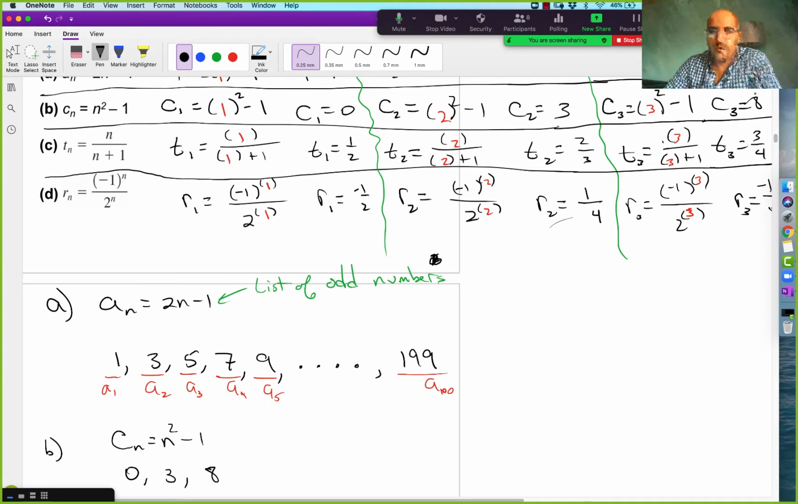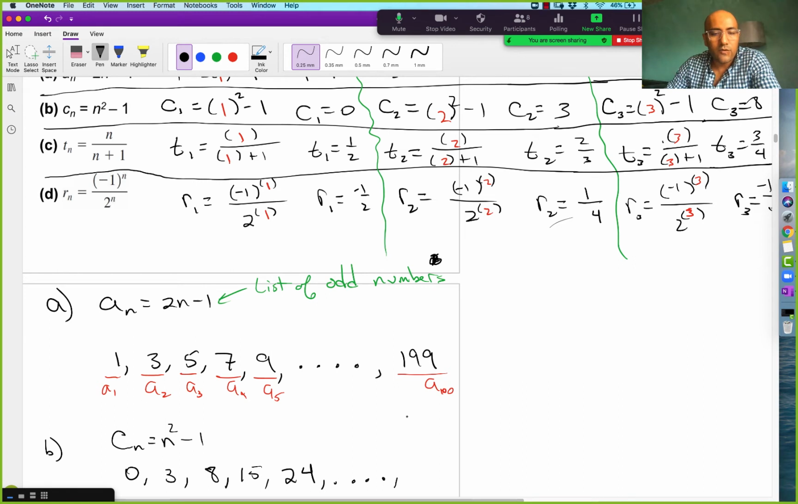Come over here. Okay. The fourth one, that's going to become from putting a 4 in here. That's going to be 16 minus 1 is 15. The fifth one will be 25 minus 1 is 24. So here's the first 5 terms, 1, 2, 3, 4, 5. And they also want the 100th term.